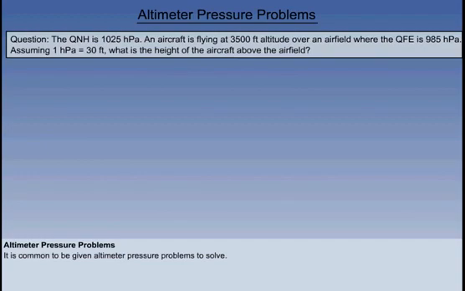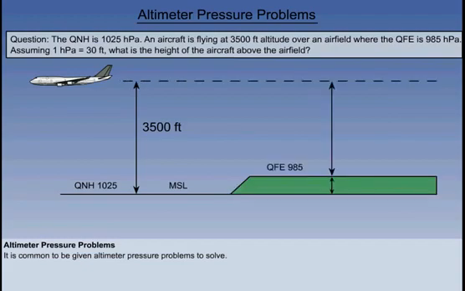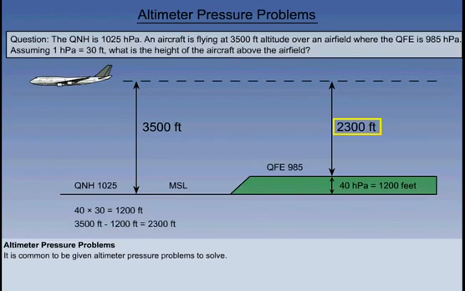Drawing a diagram often helps, so let's do that. The aircraft is in level flight at 3,500 feet on a QNH of 1025. The airfield QFE is 985. So the difference is 40 hectopascals. This is 1,200 feet if 1 hectopascal equals 30 feet. 3,500 feet minus 1,200 feet equals 2,300 feet.